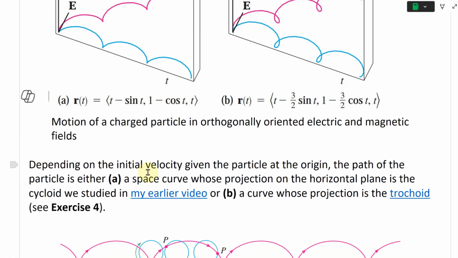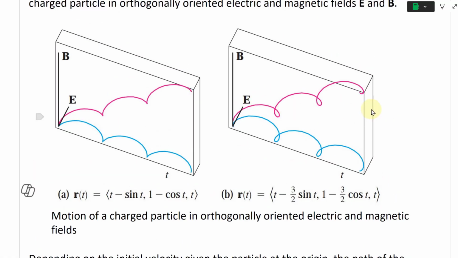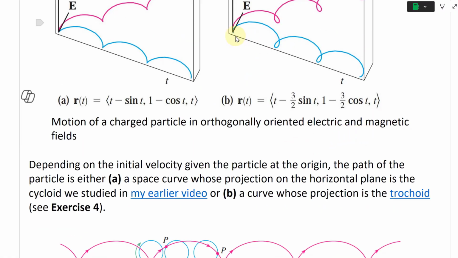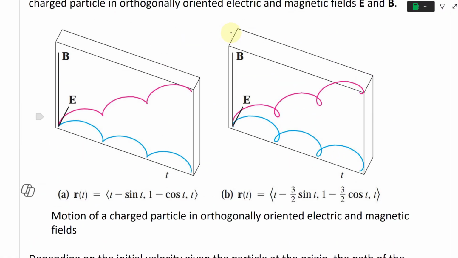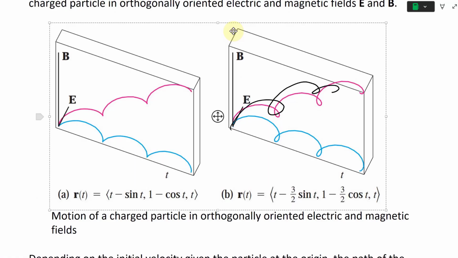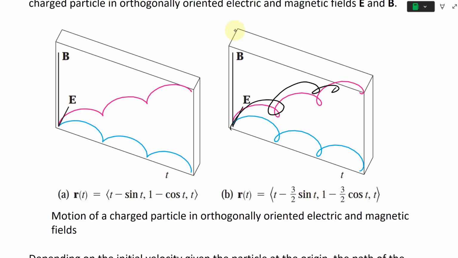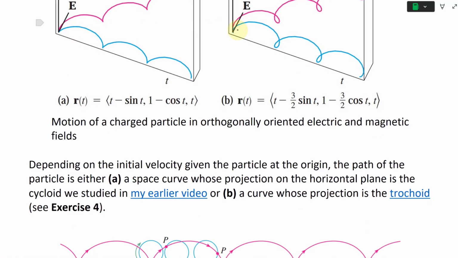So depending on the initial velocity given the particle at the origin, you have the particle at the origin somewhere. So it could be like this, unless it's going this way. So you have the path from the origin like that. Depending on the initial velocity given the particle at the origin, the path of the particle is either a space curve or its projection on the horizontal plane.